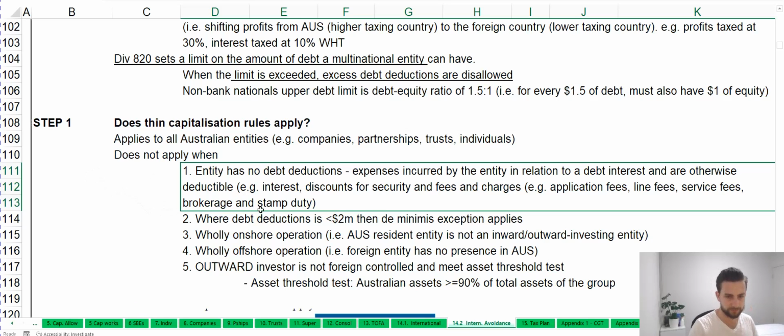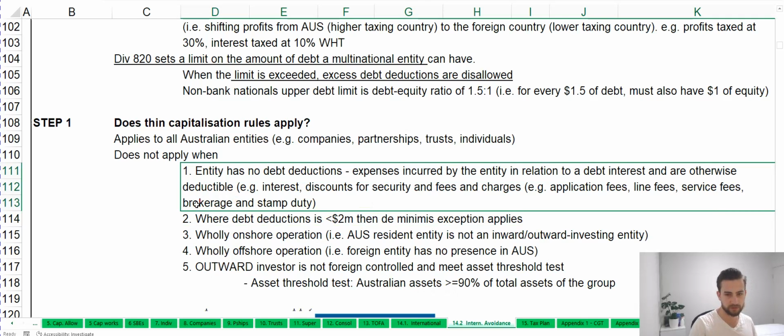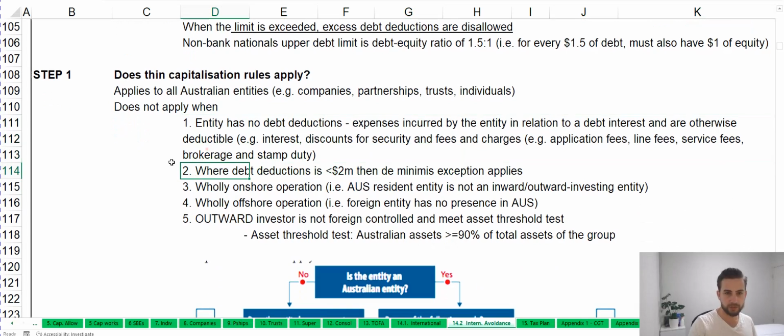So it's irrelevant. Number 2, if debt deductions are less than $2 million, then the de minimis exception applies. So it's not necessarily applicable. It's really to do with very large companies shifting profits overseas.